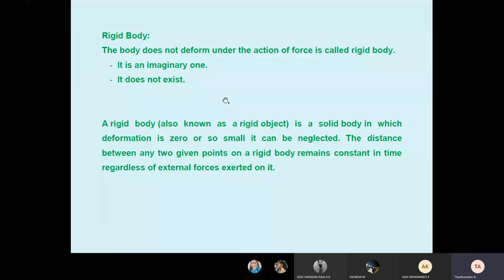Then rigid body. See, within this unit titled equilibrium of rigid bodies. What is a rigid body? The body that does not deform under the action of forces is called a rigid body. Can you imagine? Suppose your weight is maybe 70 kg or 60 kg, and the chair weighs only 5 or 6 kg. You are 70 kg, you are sitting on the chair. Do you think the chair does not elongate or deform?